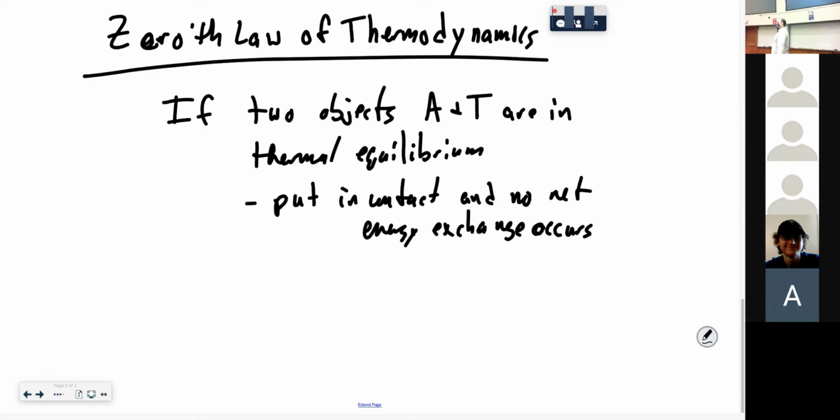So what would be an example of this? Why did I call it A and T? Well, let's say T is a thermometer and A is some substance, say a bath of water or something. And I put my thermometer in A and there's no net heat exchange between the thermometer and that substance. Question? Right, we're going to get to temperatures. We haven't yet defined what a temperature is yet.